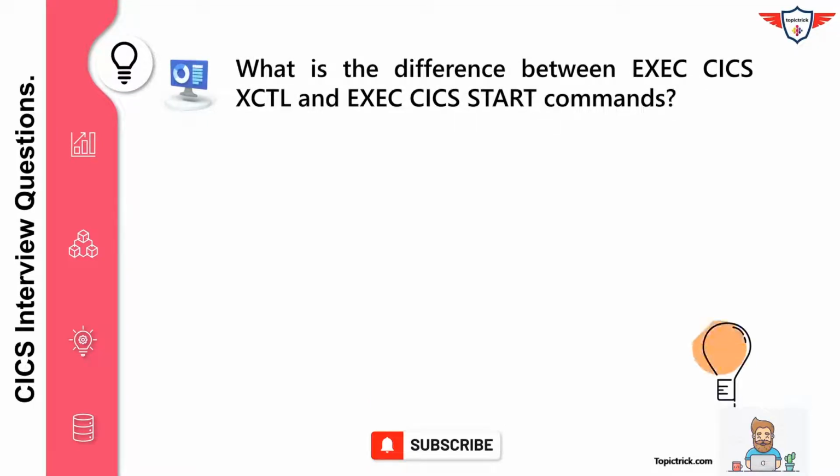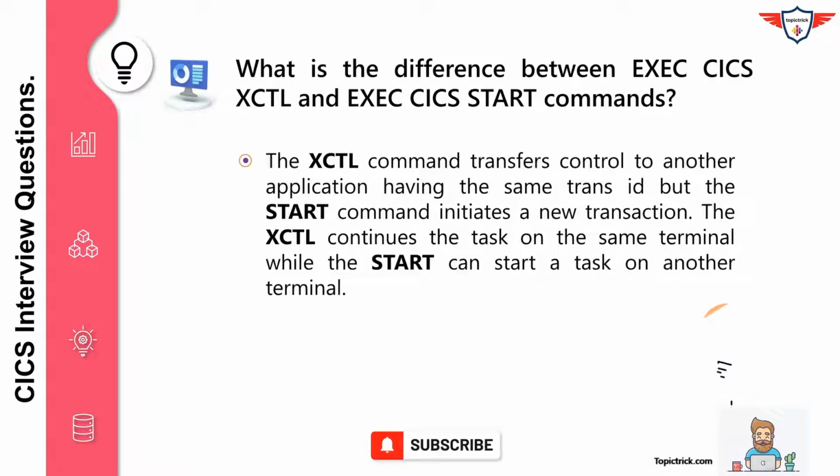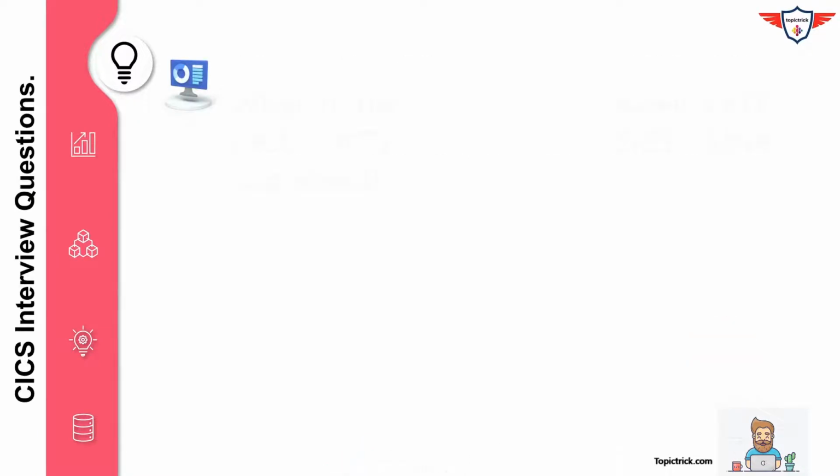What is the difference between EXEC CICS XCTL and EXEC CICS START commands? The XCTL command transfers control to another application having the same trans ID, but the START command initiates a new transaction. The XCTL continues the task on the same terminal while the START can start a task on another terminal.